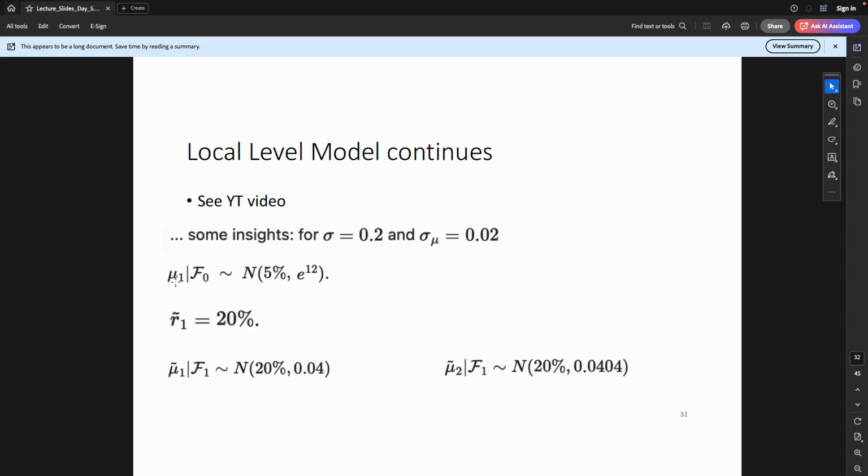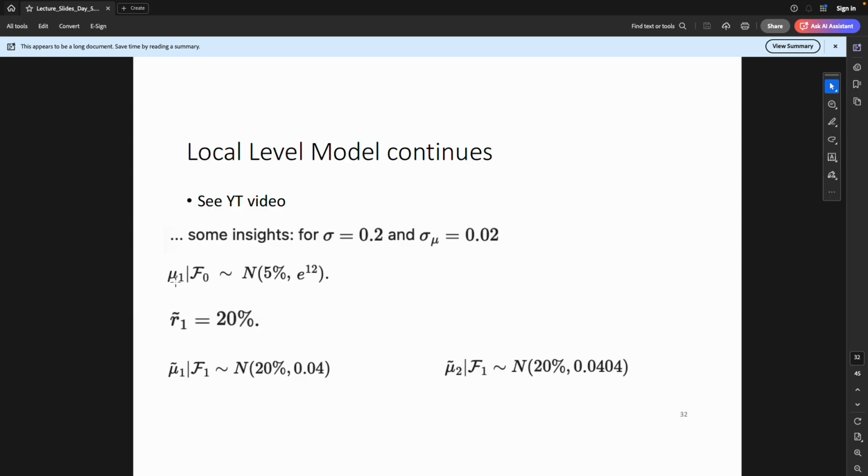So maybe I make a second graph for that. So I have a second graph. It also has 0 here, 1 here, and here I now want to plot the variance. So I say here, I have the variance of mu1 conditional on f0, and this is my e to the 12. So just a very large number. So what I'm basically starting with is an uninformative prior. I know that the true mu1 is a random variable. That's the equity risk premium from 0 to 1.